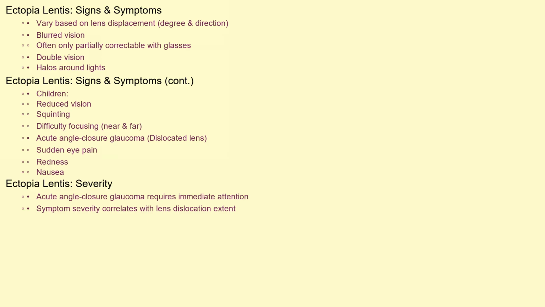The signs and symptoms of ectopia lentis can vary depending on the degree and direction of lens displacement. Common symptoms include blurred vision, often correctable only partially with glasses. Patients may also experience double vision or see halos around lights. Children may present with reduced vision, squinting, or difficulty focusing on objects both near and far. In some cases, the dislocated lens can cause acute angle closure glaucoma, leading to sudden eye pain, redness, and nausea. These symptoms necessitate immediate medical attention. It's important to note that the severity of symptoms often correlates with the extent of lens dislocation.